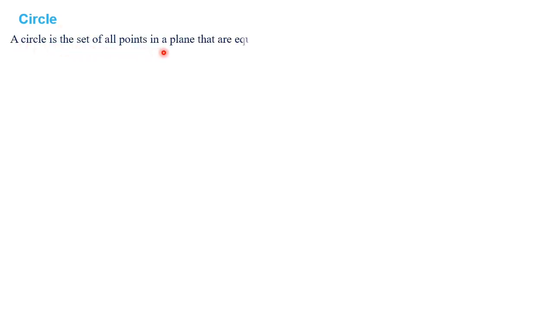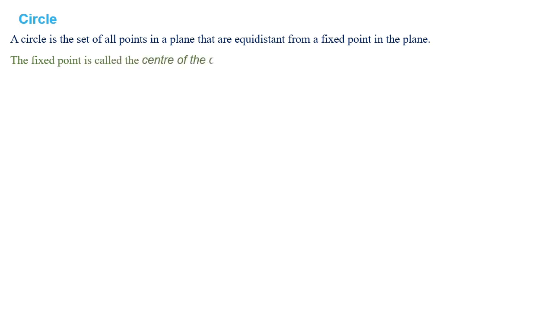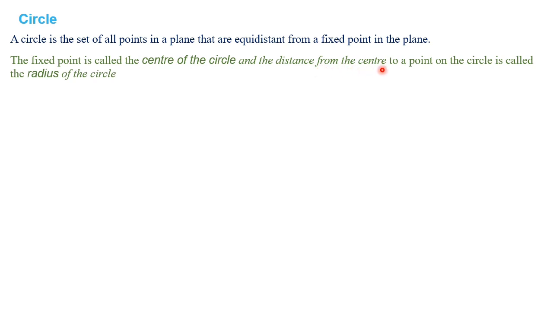A circle is the set of all points in a plane that are equidistant from a fixed point in the plane. Here, a very familiar definition for us. On the circumference of the circle, if you take any point, that point is equidistant from a fixed point. That fixed point is called the center of the circle, and the distance from the center to a point on the circle is called the radius of the circle.